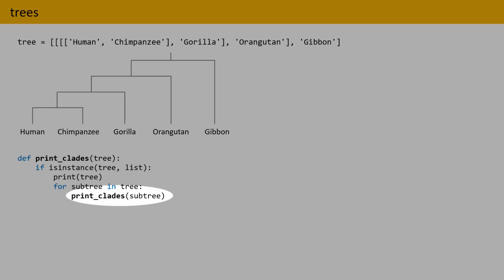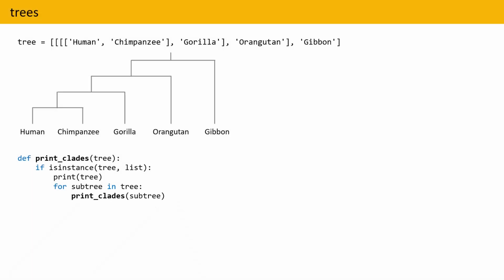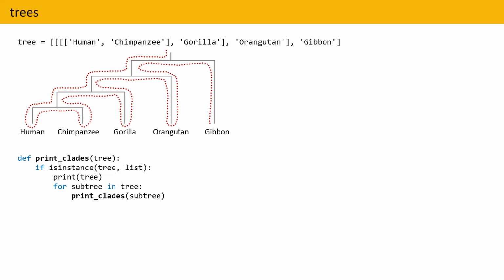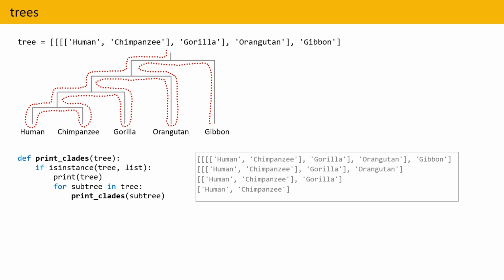If you play this out in your mind, you will find that the recursion walks down the left-hand side of the tree first, while printing the clades in decreasing size. This is called a depth-first recursion. Note that the recursive implementation is a very short, readable and intuitive description of the process. We print all clades of a tree by printing the tree and all the subtrees.